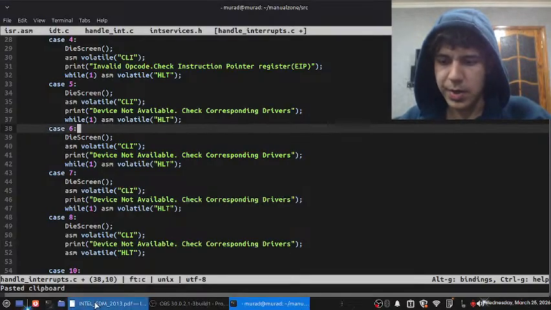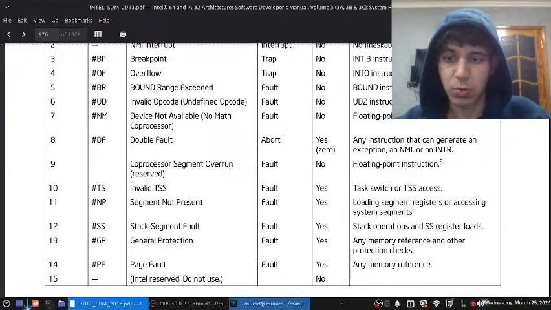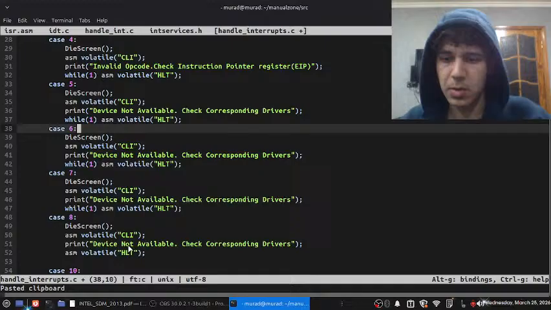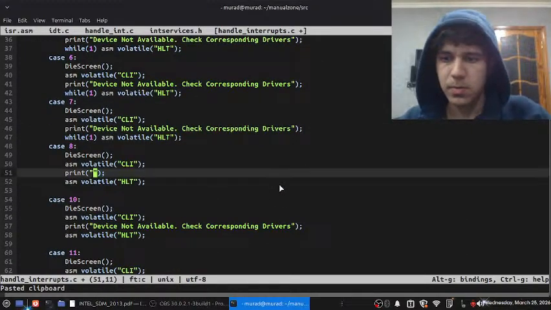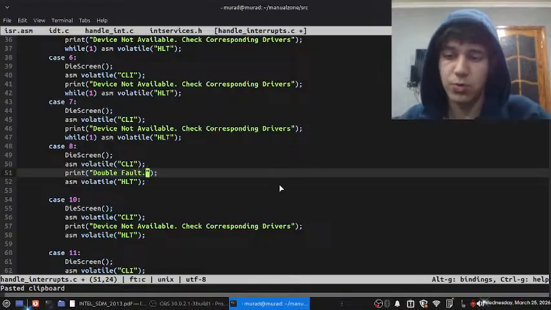What was the 8th interrupt? Double fault. Yeah, double fault. I love double fault. Triple kill, double kill, double fault. Kernel panic.